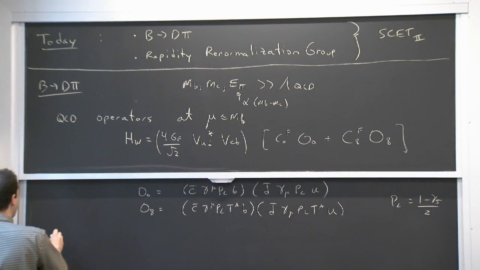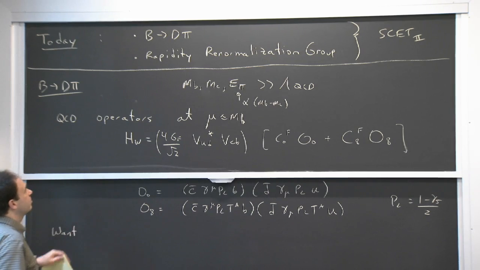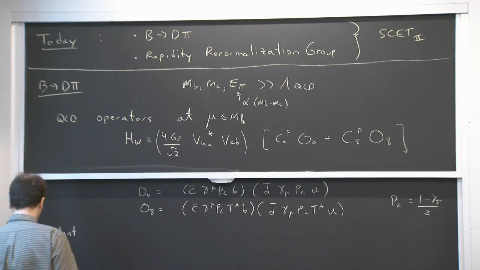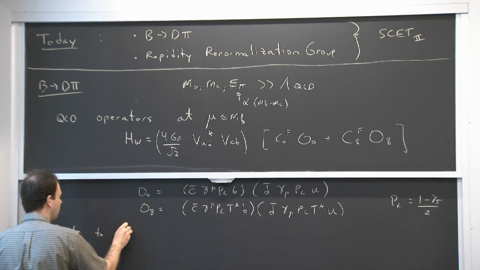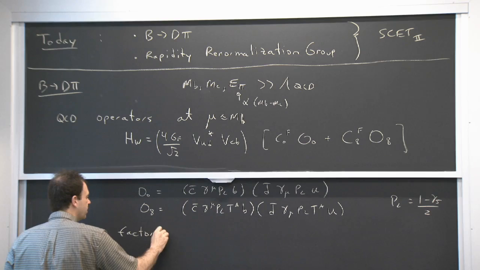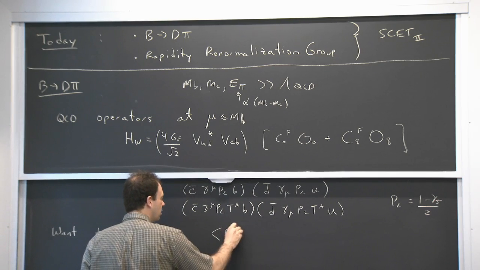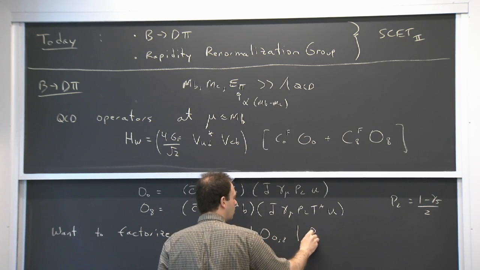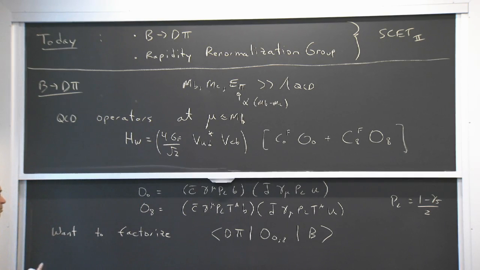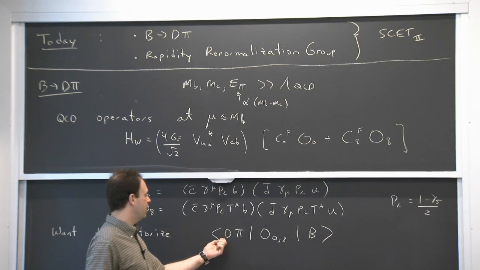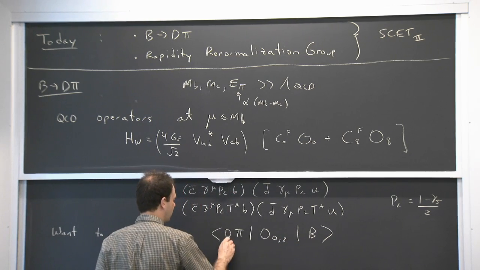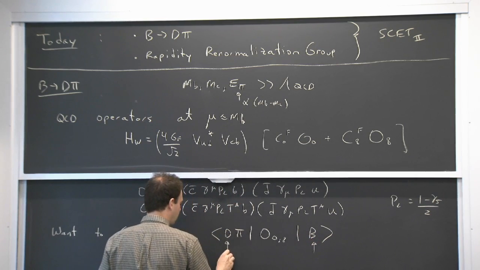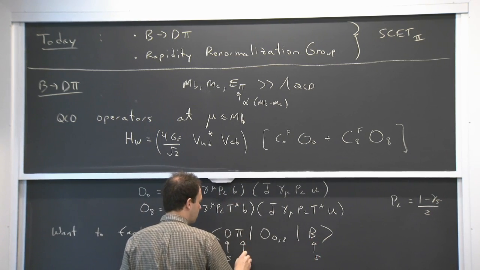So what we want to do is factorize the amplitude. This is an exclusive process where we make a transition between specific states. So we'd like to separate scales in the D pi, and then we have O_0 or O_8 in this matrix element. So we have two matrix elements, one with O_0 and one with O_8. And so what could it possibly look like? Well, we already talked about the degrees of freedom here. The D is going to be soft and the B is going to be soft. So this is soft, this is soft. This is going to be collinear.